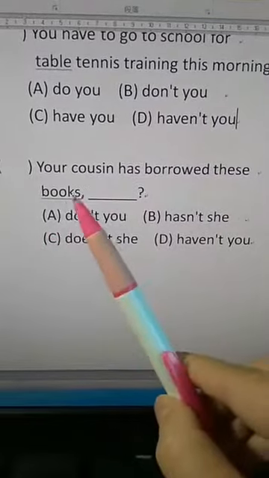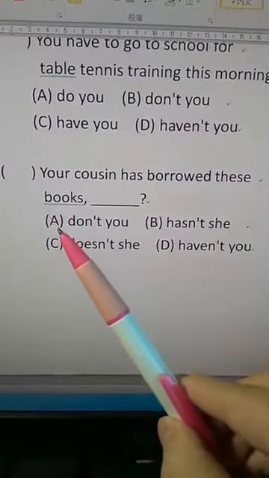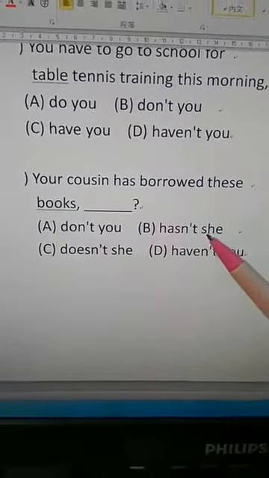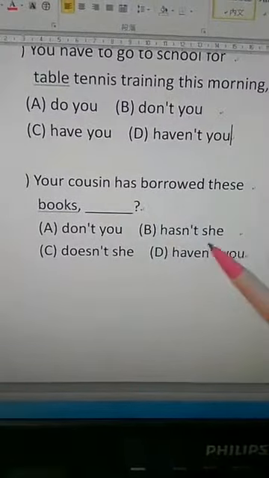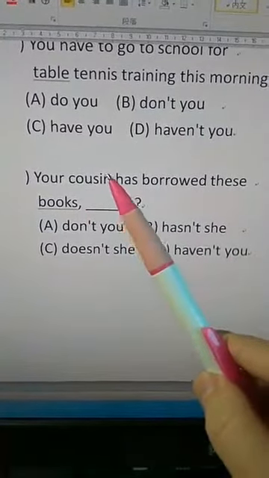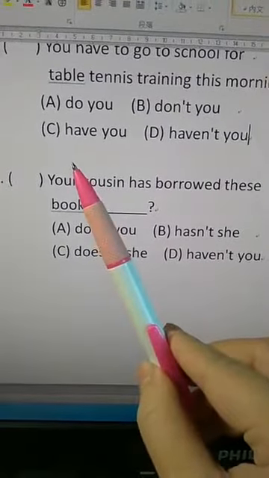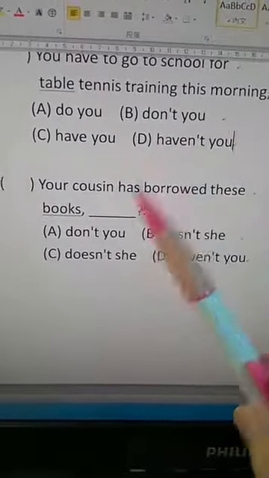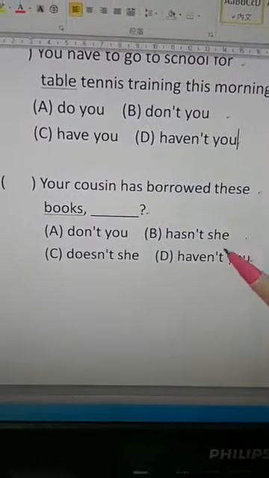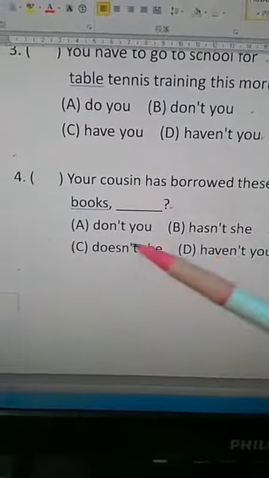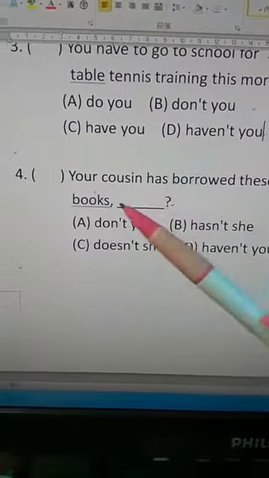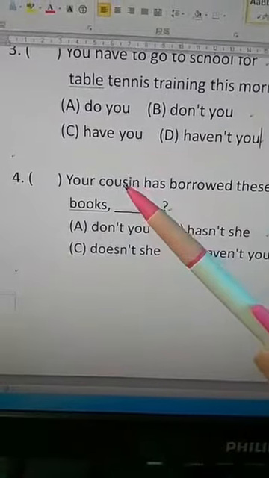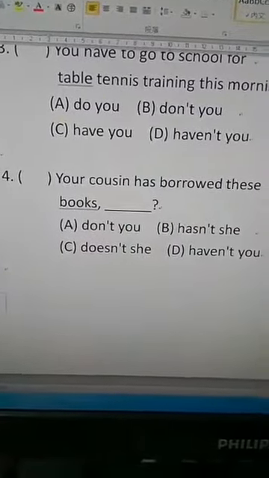So then we just cross out A, cross out C. We only have B and D. So then let's decide what the subject is, what the pronoun is. Your cousin, it's not you, it's your cousin. So the pronoun should be he or she. So the answer is hasn't she. Number 4, the answer is hasn't she, because your cousin can be a boy, can be a girl, both are okay. So the answer is B here.